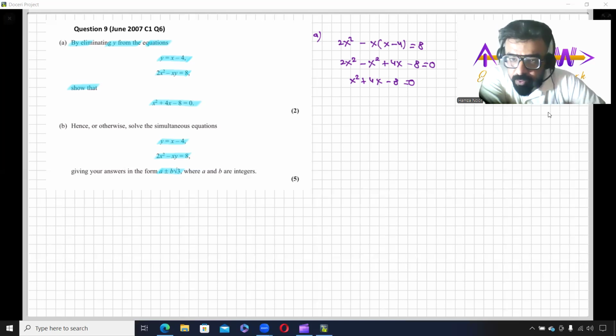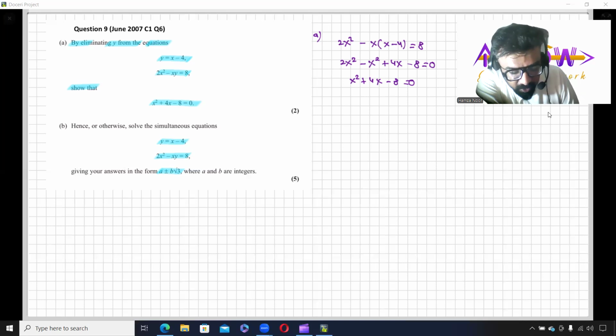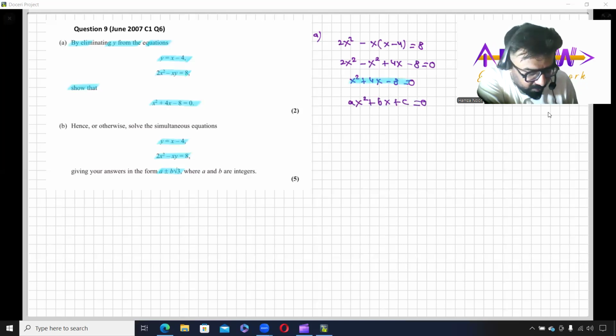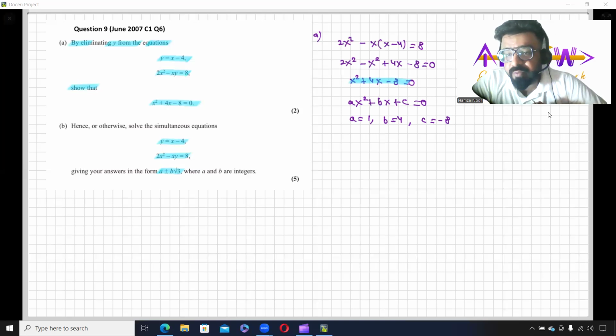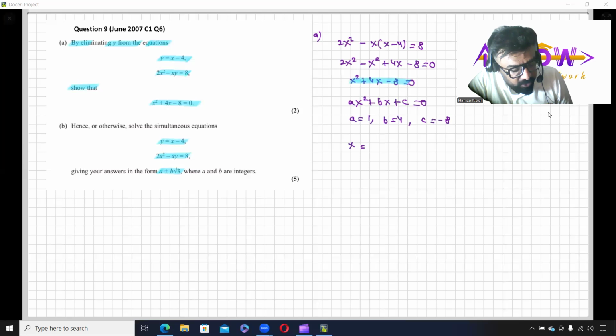So all we need to do is first solve this quadratic equation which we have shown in part A. It is in the form of ax squared plus bx plus c is equal to 0, so we can identify that a is equal to 1, b is equal to 4, and c is equal to minus 8. And specifically in the form of surds, a plus minus b root 3. This means that factorization won't be possible. Either you need to use the quadratic formula or the completing the square method. In this case, I'm going to use the quadratic formula.